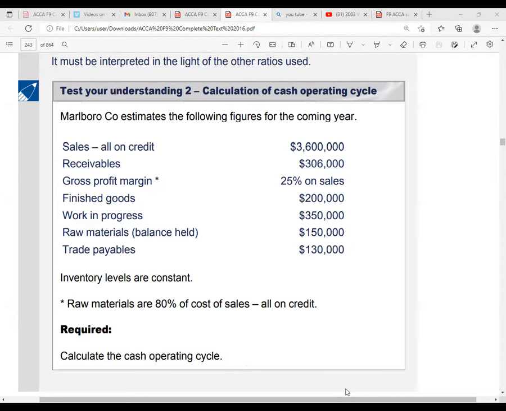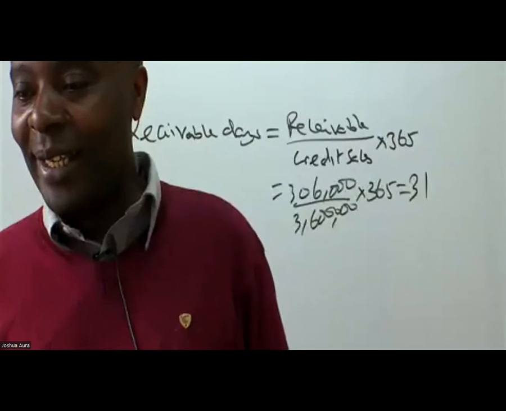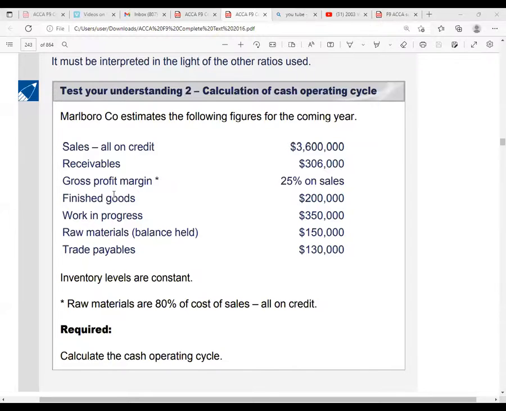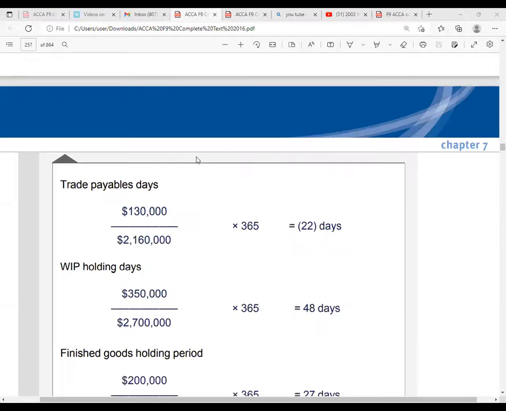It's very easy, so long as I know how to get the payables. 18, let's see. So the answer is here. So for payables, what do we have for payables? For payables, ladies and gentlemen, we have 22 days.